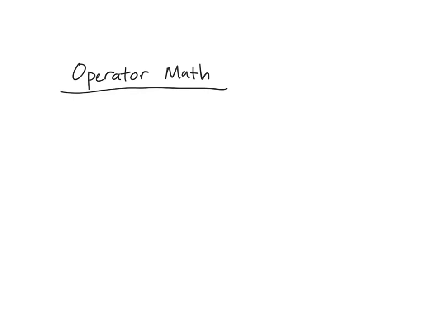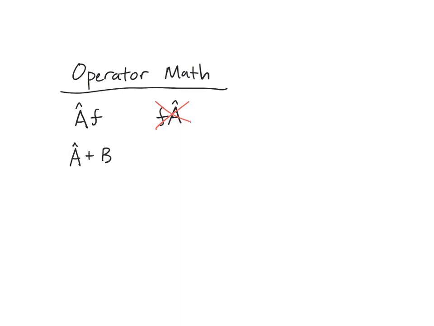So if I've got an operator A and it's acting on a function like that, it's important to note that the function goes on the right side of the operator. It does not go on the left. So you would never see something like this. That's not okay.